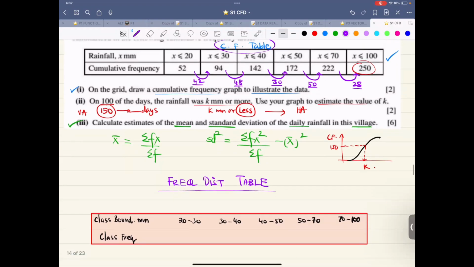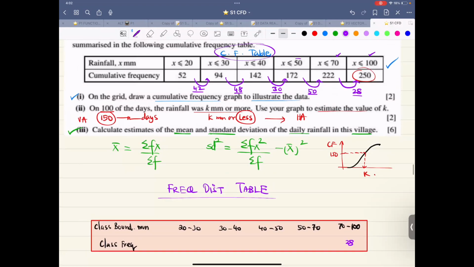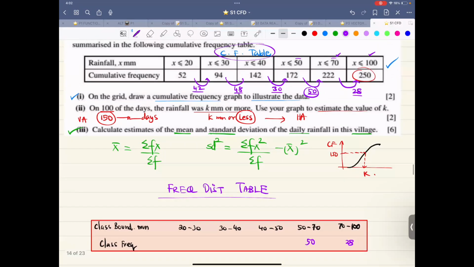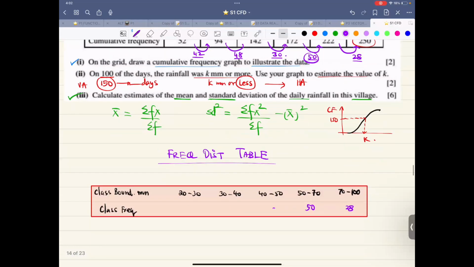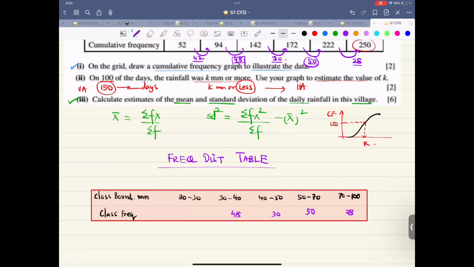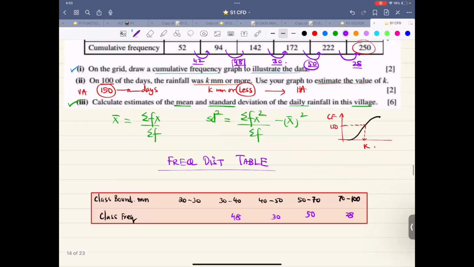So now when we talk about it, between 70 and 100, that is 28. Got it? Between 50 and 70, this difference is 50. Between 40 and 50, this difference is 30. Between 30 and 40, this difference is 48. Between 20 and 30, this difference is 42.